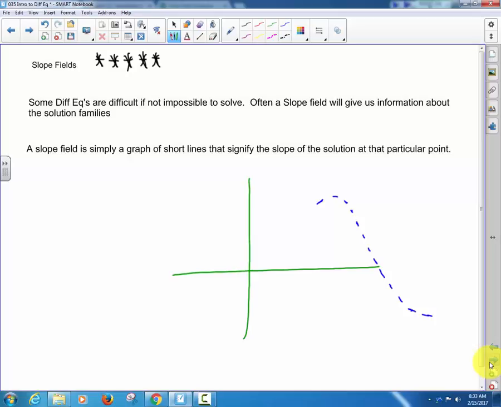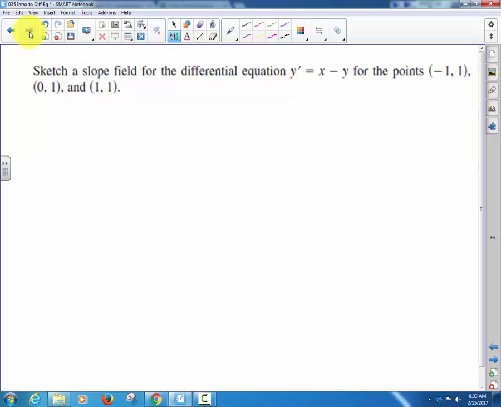So the first task is learning how do we draw a slope field. So this says sketch a slope field for the diff EQ y prime equals x minus y for these particular points. Notice it's only giving us 3 points. We're just going to do this to be sure you've got some idea of what we're doing here. So again, this is not really an extremely challenging thing to do. You just need to figure out how you want to handle it every time. Negative 1, 1 is right here. 0, 1 is here. 1, 1 is here.